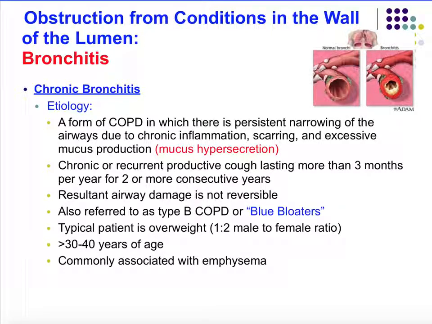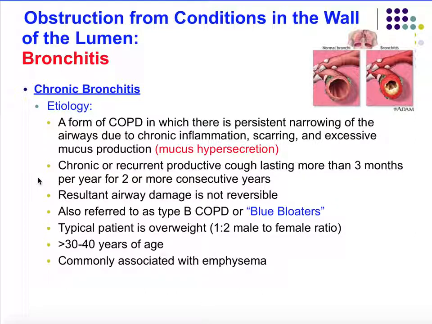This is a persistent narrowing of the airway due to chronic inflammation, scarring, excessive mucus production. So we really see hypersecretion of mucus, and you can see that here in this yellow part of the image here. Obviously, that's going to, again, narrow airway, increase resistance, make it difficult to breathe.